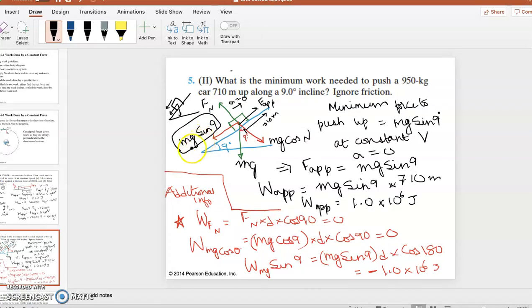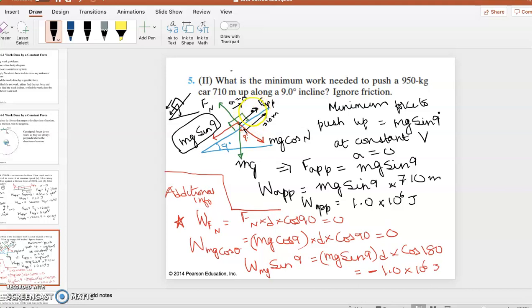We calculate this force, and this will be our required force to apply to be able to move. So we calculate mg sine theta, with theta 90, and it's equal to whatever the amount. Then we say the work is equal to that force times the distance, and don't forget that the force is up and the distance is up, so the angle is 0.